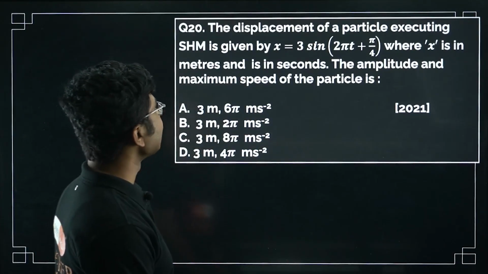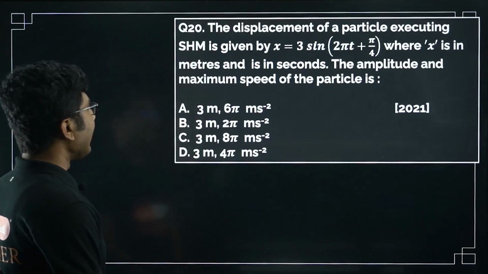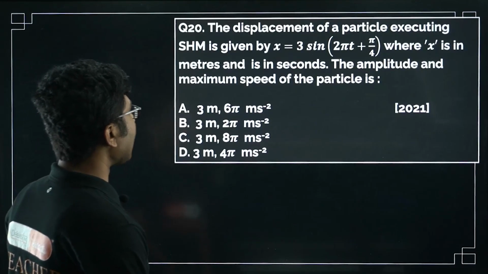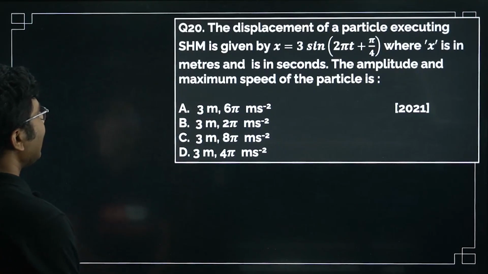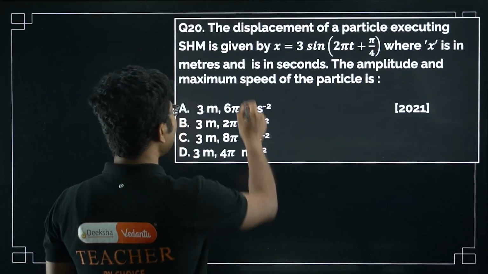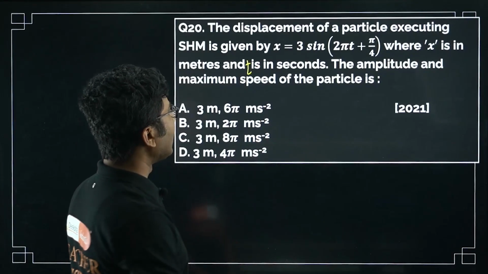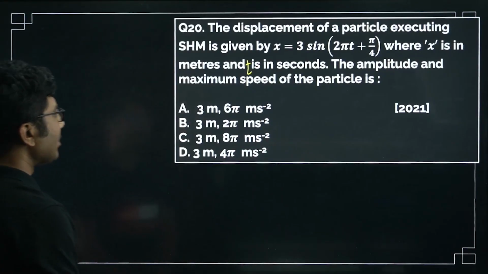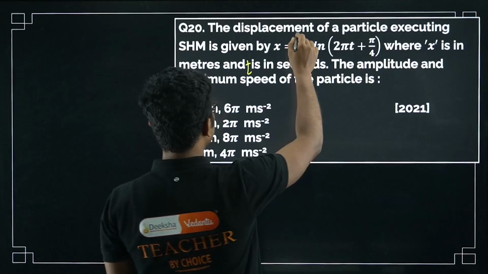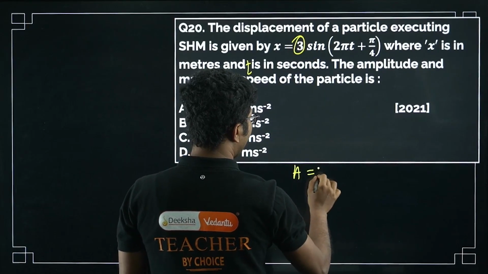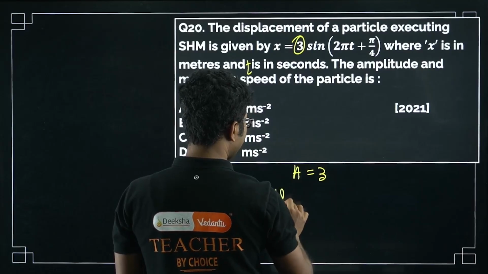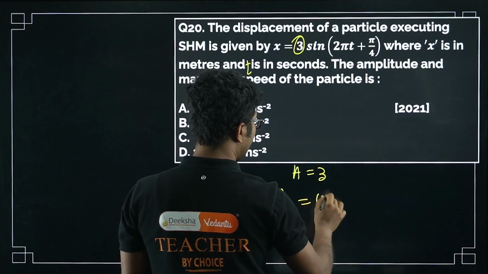Displacement of a particle executing SHM is given x equals 3 sin(2πt + π/4), where x is in meters and t is in seconds. The amplitude and the maximum speed of the particle is... so amplitude is definitely 3. Okay, so amplitude is 3, and what is the maximum speed?